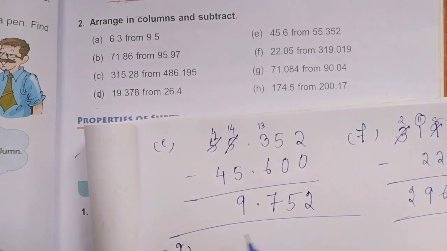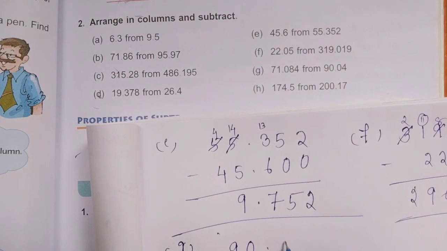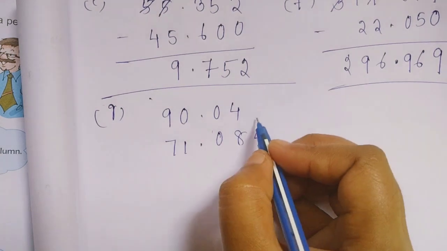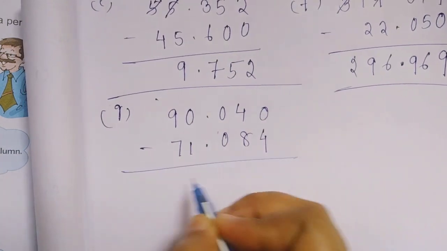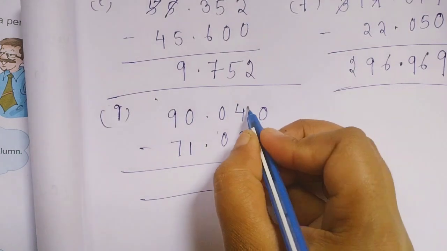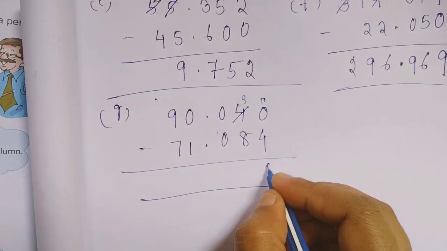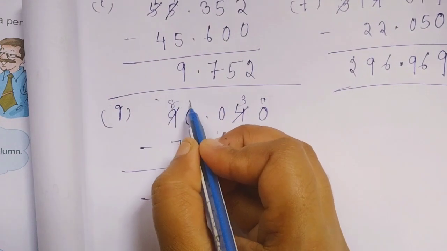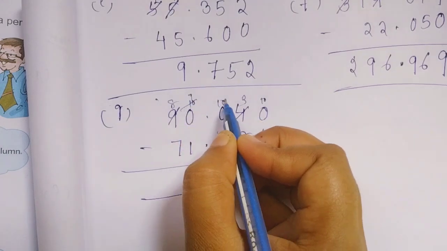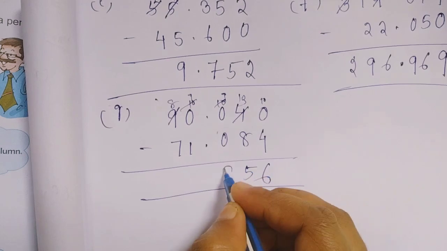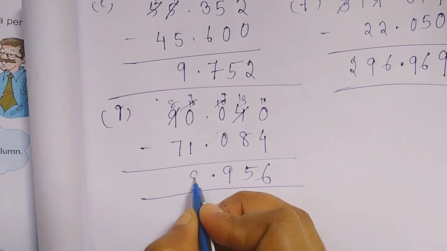Then another, G. 71.084 from 90.04. First I write 90.04. Then 71.084. We put like terms, so we convert to like terms, so we put 1 0. Then we subtract it. 0 minus 4, you cannot subtract it, we borrow. 10 minus 4 equals 6. Then 3 minus 8, we cannot subtract it, so we borrow. 13 minus 8 equals 5. 9 minus 0 is 9. Then you put the decimal. Then 9 minus 1 is 8. 8 minus 7 is 1.